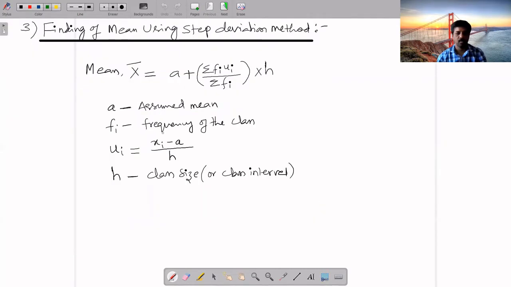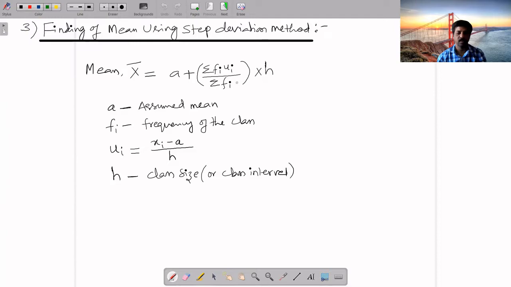The given ages. Now, the third method to find the mean is the step deviation method. Here, the formula for mean is a plus sigma fi ui by sigma fi into h. Now, in the formula of the previous one, the assumed mean method, there is no h. Here, we get an extra h, and instead of the deviation di, here we have ui.